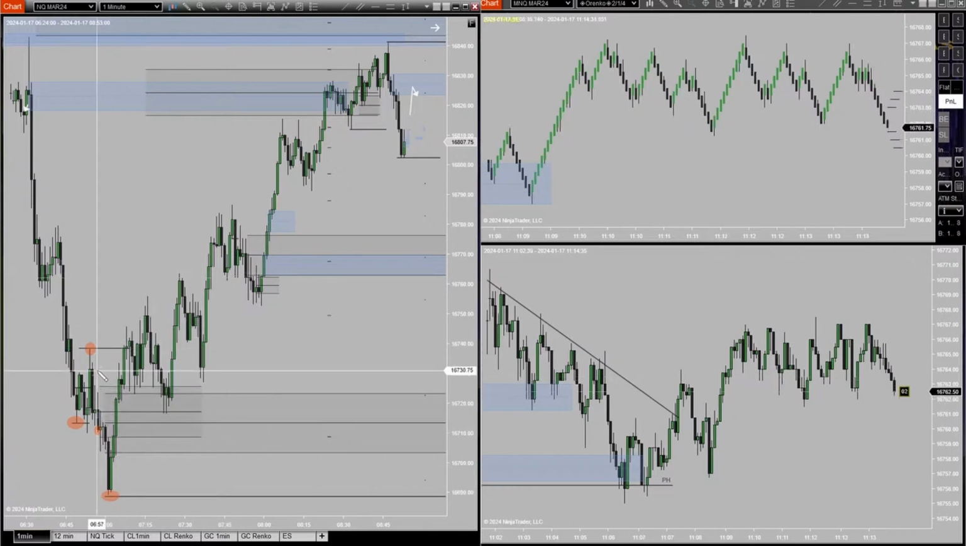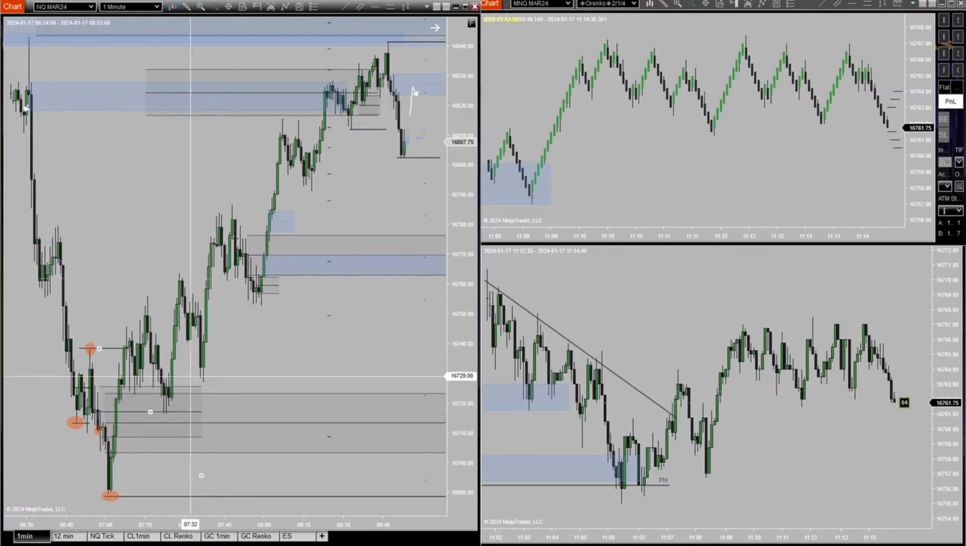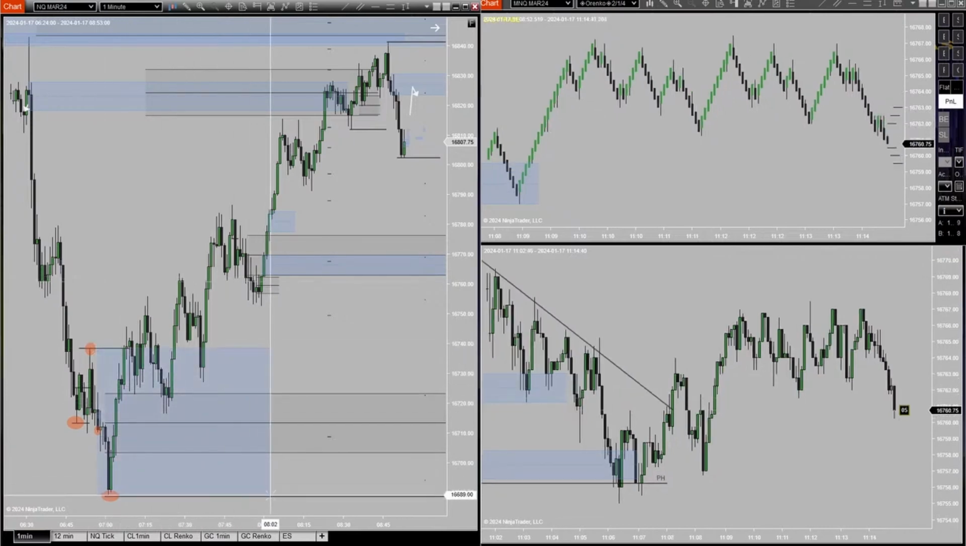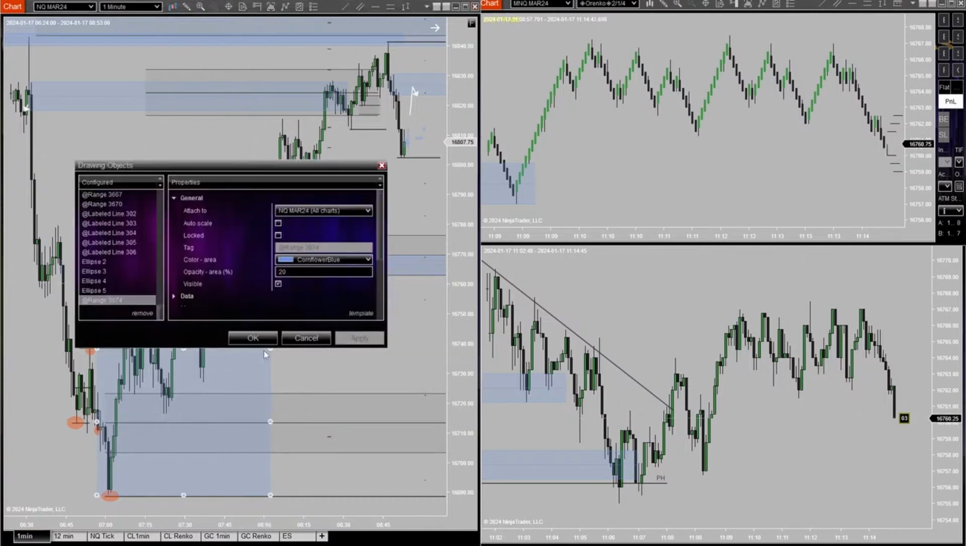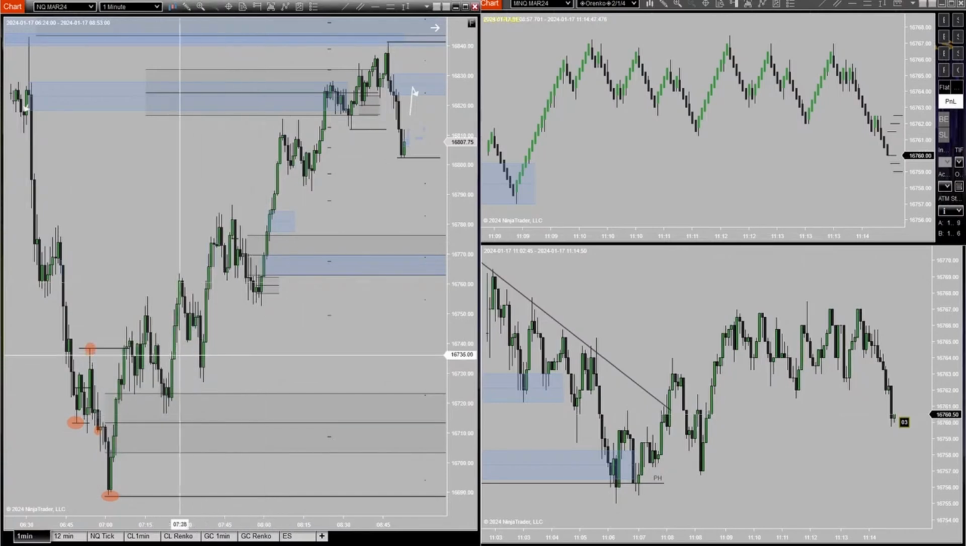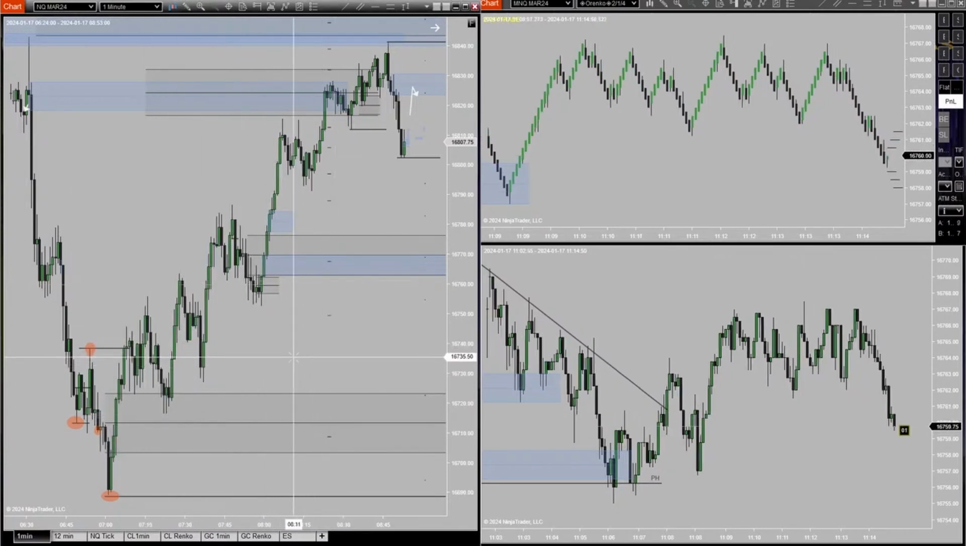Ideally, our area is really just a whole zone, and we want to pull back into the 50% of the zone right here. So, we didn't get it here, unfortunately. I was waiting. Came real close, but didn't get it there.